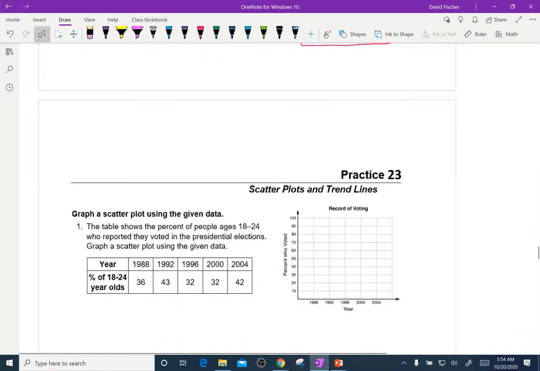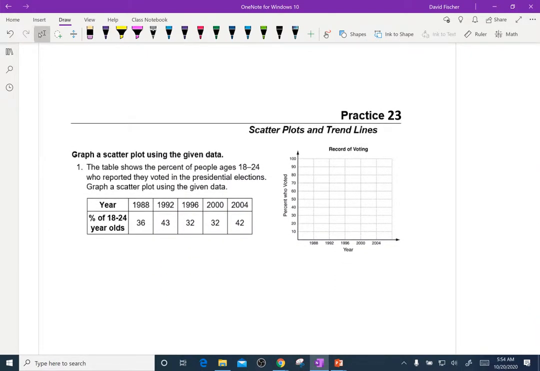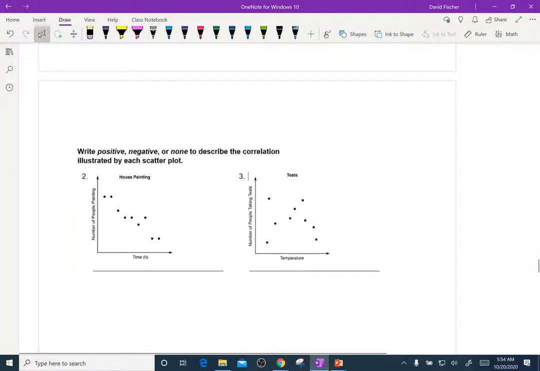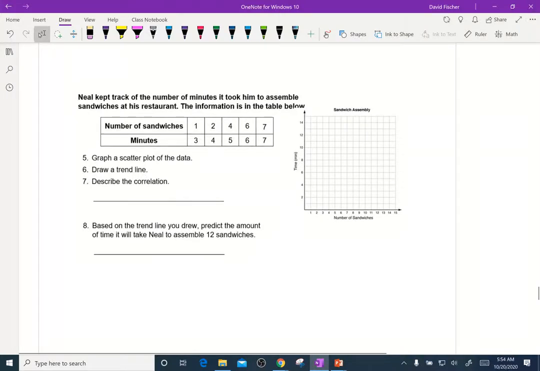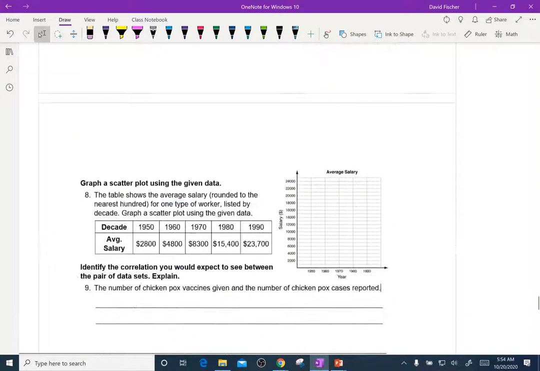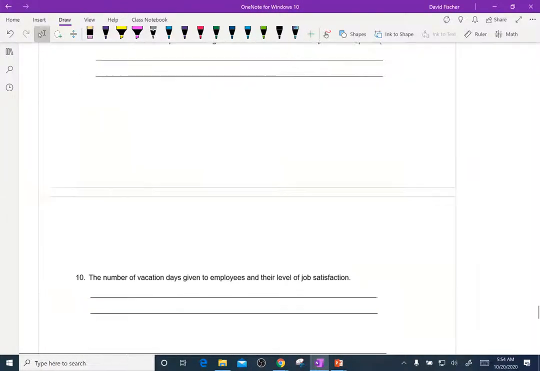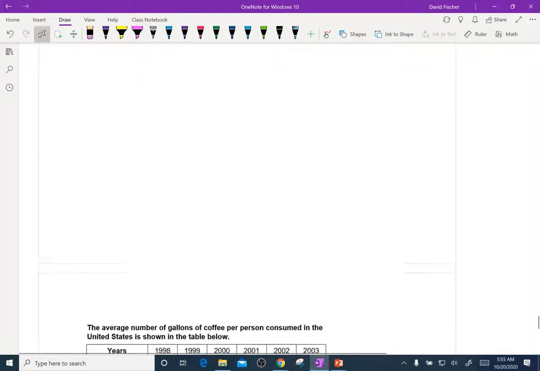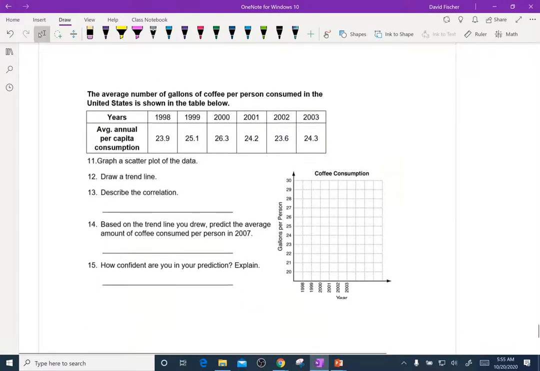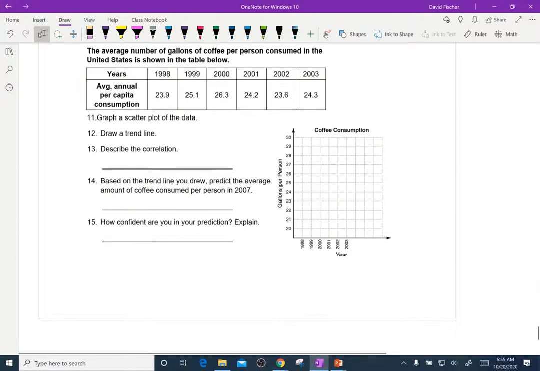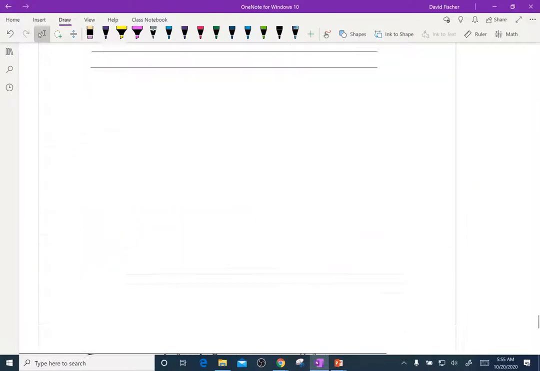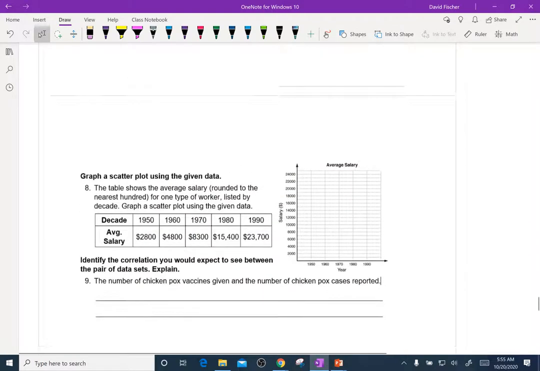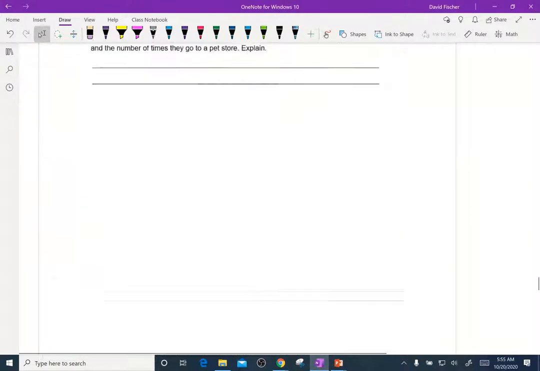So you have a practice 23. Let's see if you have to do any skills anywhere. Make sure you answer your questions fully. Okay, you're in high school now, so just don't put the bare minimum. Be very clear on your answers. It looks like all the scales and the labels are written already for you, so that's nice. But as we go along, they're just going to give us graphing paper and tell us to graph these guys.